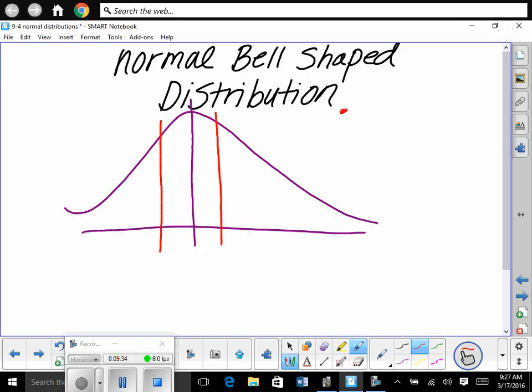So I go off to the side and I say, I know 68% of the data fall within 1 standard deviation. So I've got to split that up evenly. So 68 divided by 2 is 34. So 34% fall right here and 34% fall right here.